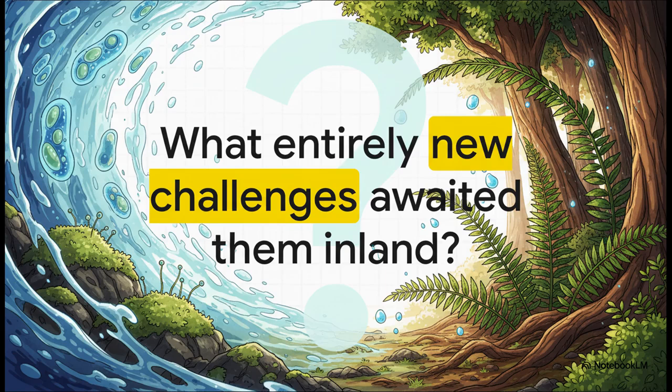So from microscopic single cells just floating around in the ocean, to the first mosses clinging to wet rocks, all the way to the deeply rooted vascular ferns standing tall on dry earth, the plant kingdom has just relentlessly pushed the boundaries of life. But as these vascular pioneers marched further and further inland to eventually build Earth's very first massive forests, they were moving further away from the water that birthed them. So what entirely new evolutionary challenges do you think awaited them in the deep, dry interiors of the continents?